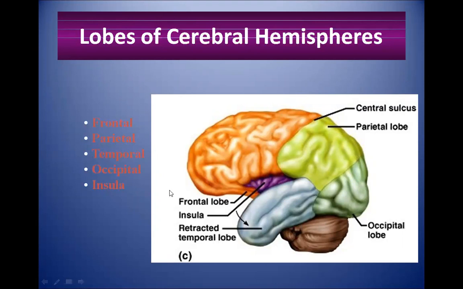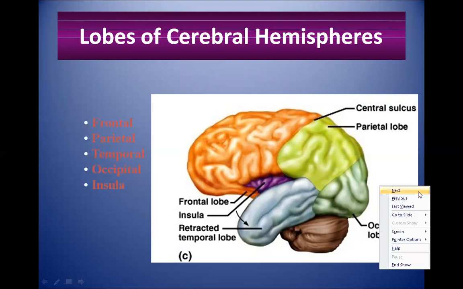So these are the lobes of the cerebral hemisphere. In this, first is the frontal lobe. This is the frontal lobe. This is the parietal lobe. This one is the parietal lobe. This is the occipital lobe, this is the temporal lobe, and this is the insula. So basically there will be 4 lobes. First is the frontal, second is the parietal, third one is the temporal, and fourth one is the occipital lobe. So we will deal with them one by one.